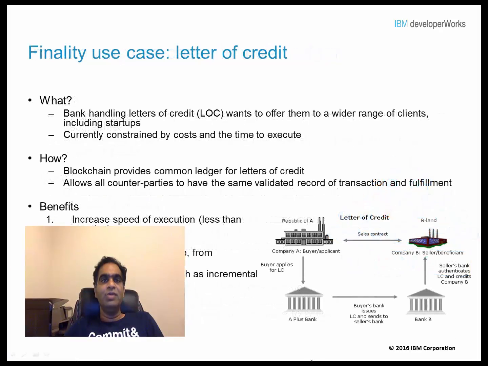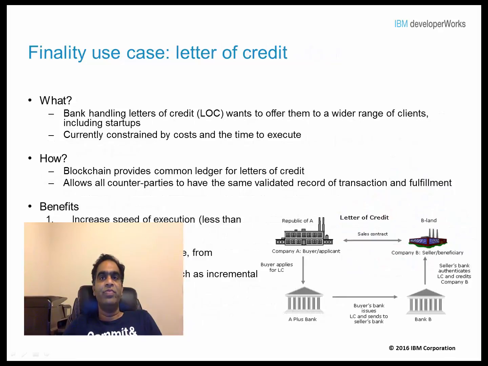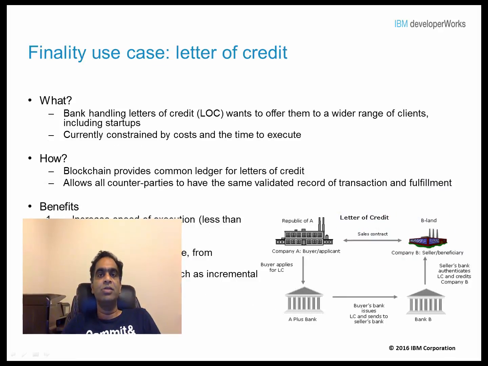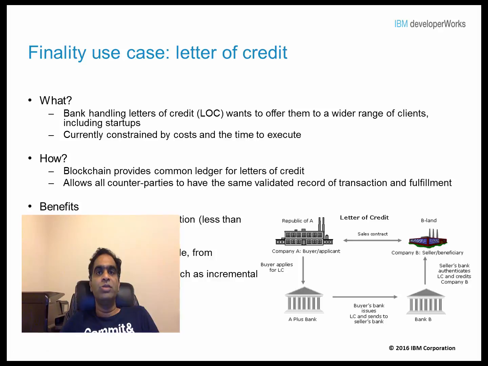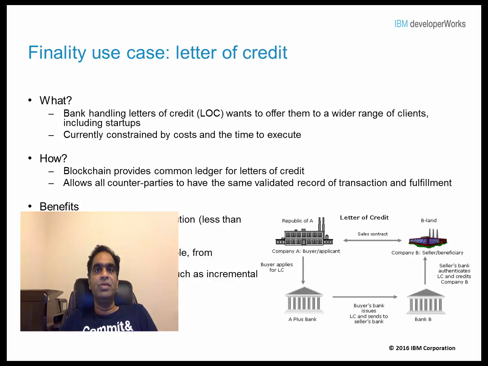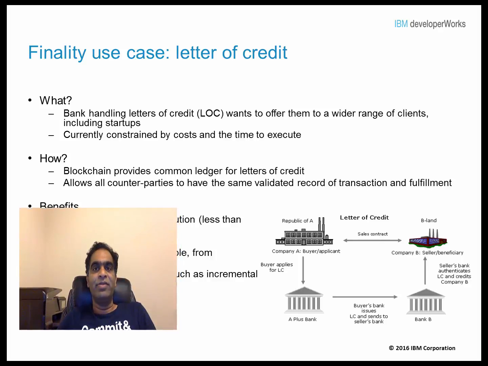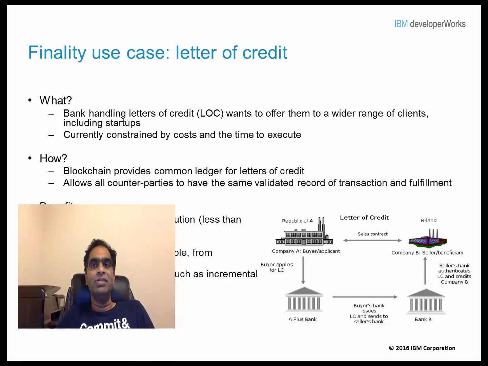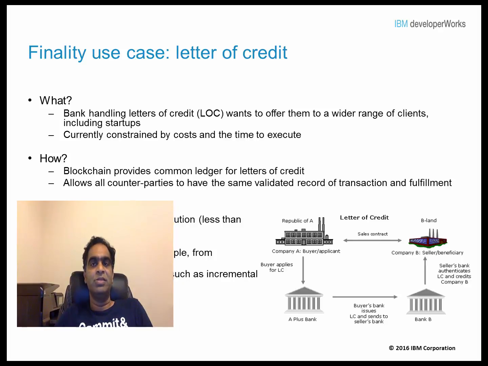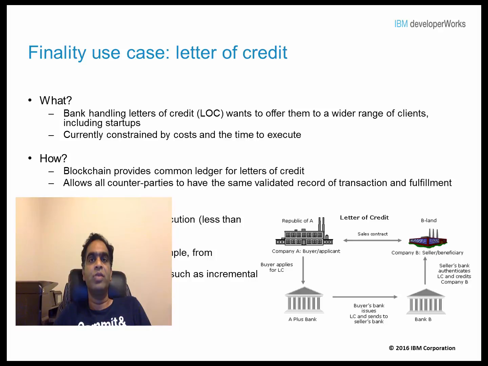Here is the fourth key use case that we see in our day-to-day life. Finality use case that talks about letter of credit. What is the use case? The picture represented in the use case is self-explanatory. Anyway, in this use case, there are multiple participants: buyer, seller, and their corresponding banks.